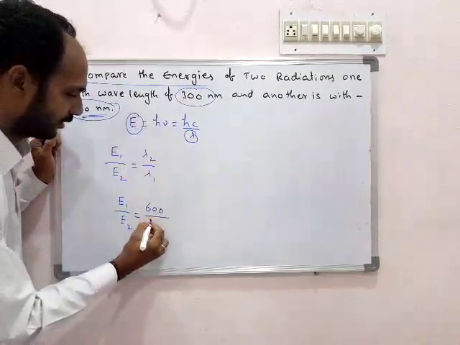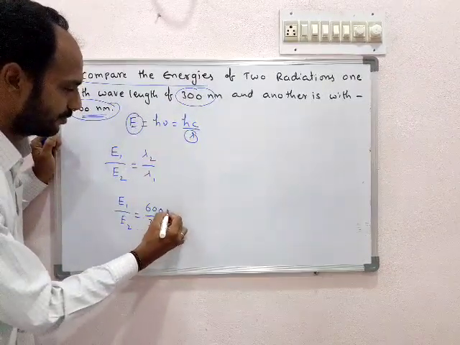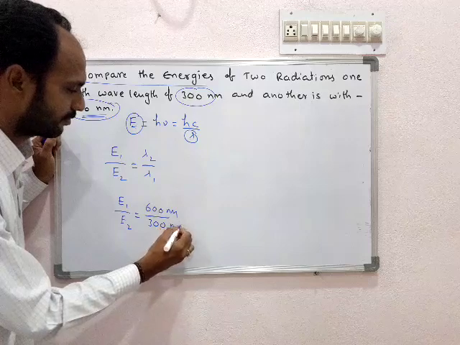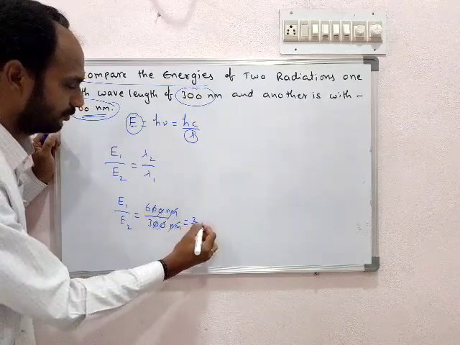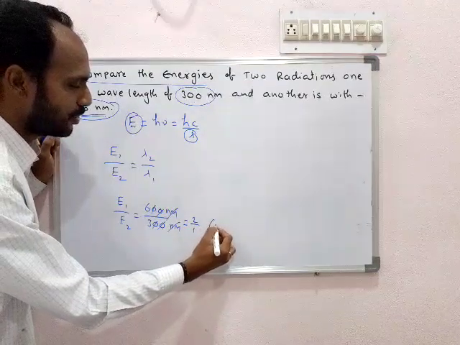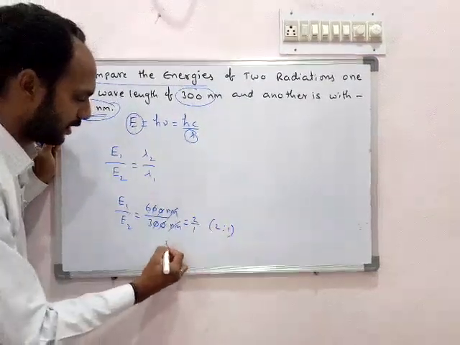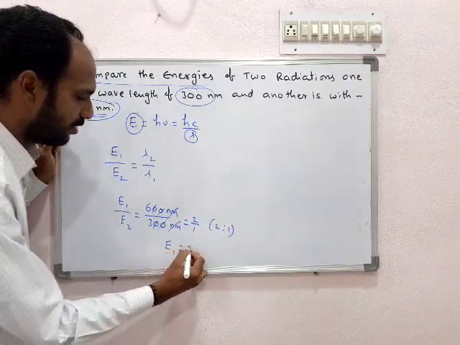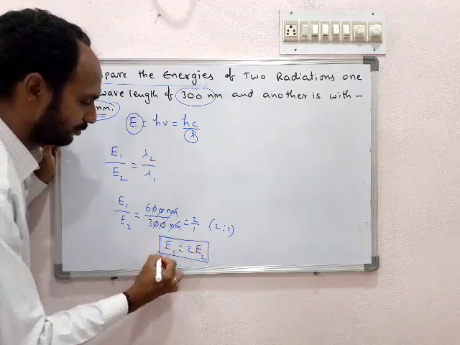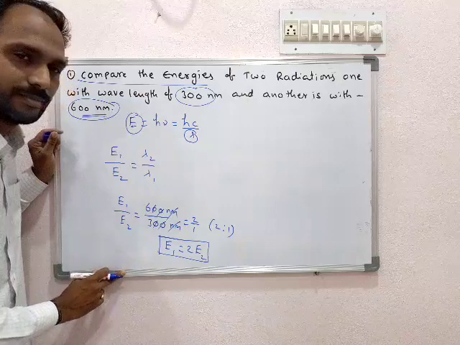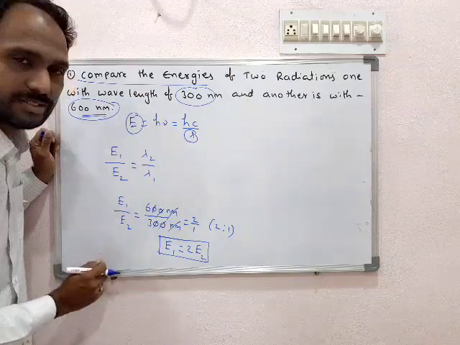600 by 300. So they are in the ratio of 2:1, that is E1 equals 2 into E2. Okay, let's take it.